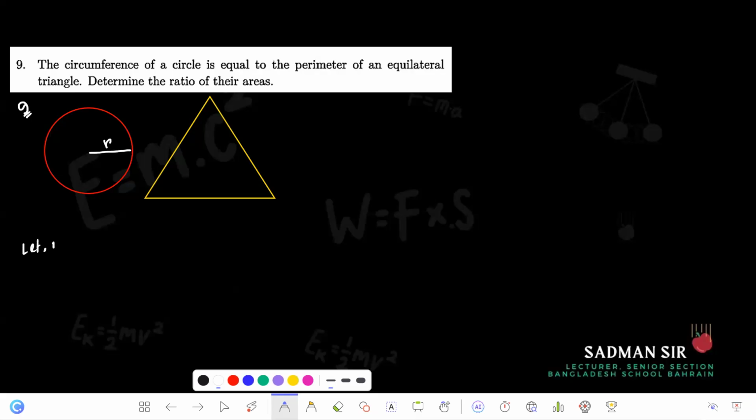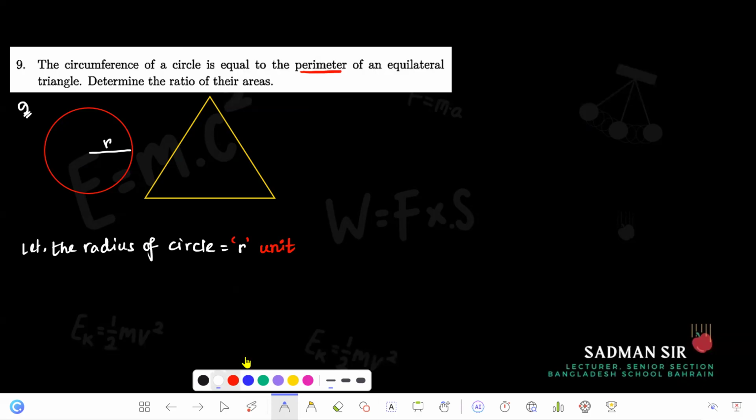Let the radius of circle equal r. As there is no unit mentioned in the question, no meter, centimeter, nothing, we will just write unit. Means there will be a unit here, and it can be anything, meter, centimeter, whichever. Okay, so we assume the radius is r. Now we have to assume one more thing: here it says the circumference is equal to the perimeter of the equilateral triangle. So how do we find the perimeter?